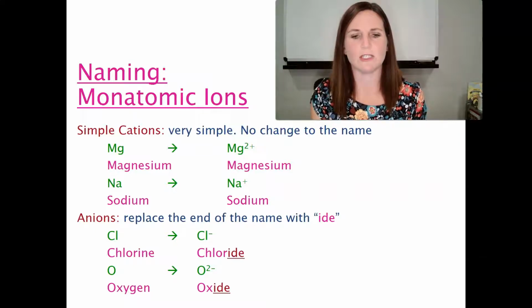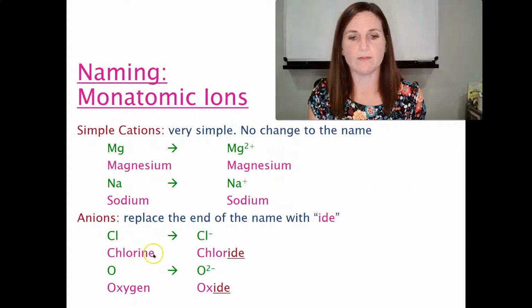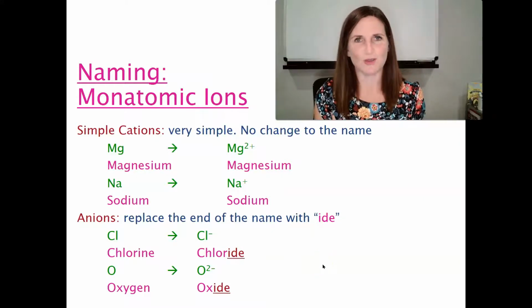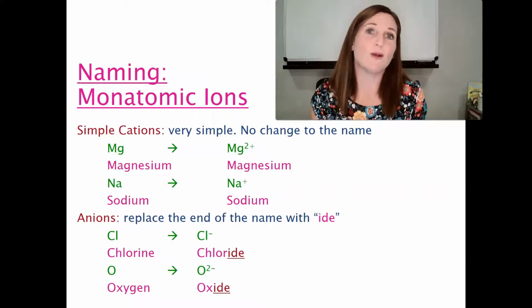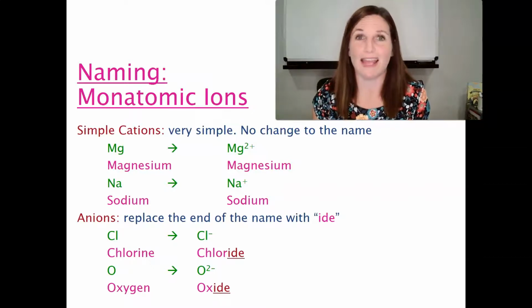So what I mean by that, if you look over here, chlorine, we're going to take off two vowels. The first vowel is E, the second vowel is I, and then we put on a new ending, IDE. So chloride. And that sounds right to you, right? Because we've known about sodium chloride this whole time. We just didn't know that we were naming its ion at the time.